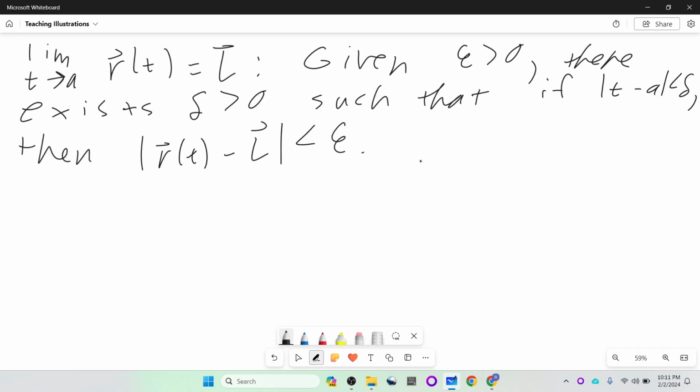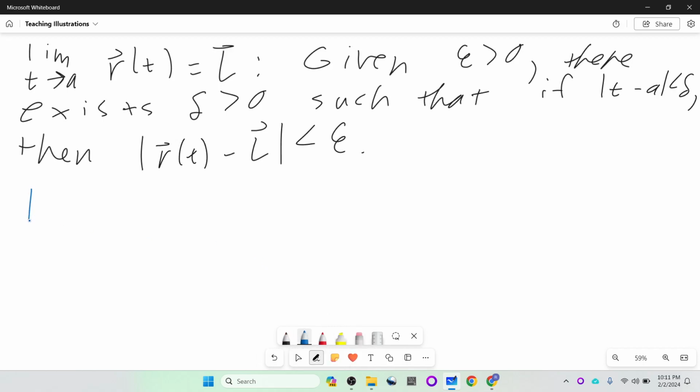And we said that is the same as saying that if you draw a ball around L with radius epsilon, then r will be inside that ball, the tip of it will. Well, let's expand what this means. What does |r(t) - L| < epsilon mean?